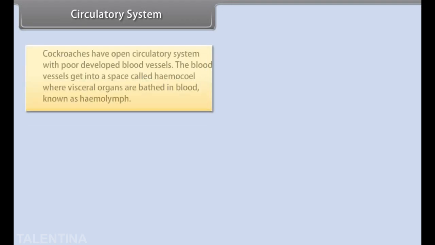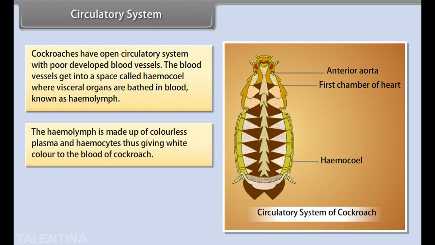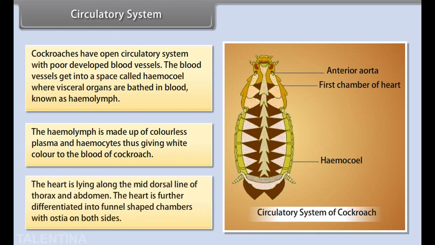Circulatory system. Cockroaches have an open circulatory system with poorly developed blood vessels. The blood vessels open into a space called the hemocoel, where visceral organs are bathed in blood, known as hemolymph. The hemolymph is made up of colorless plasma and hemocytes, thus giving the blood of the cockroach a white color. The heart lies along the mid-dorsal line of the thorax and abdomen. The heart is further differentiated into funnel-shaped chambers with ostia on both sides.